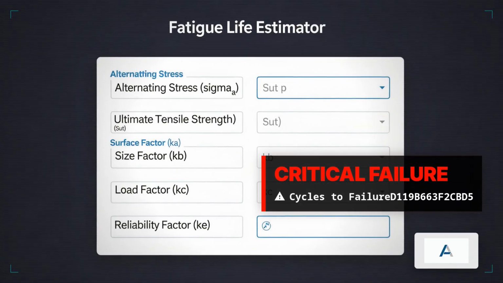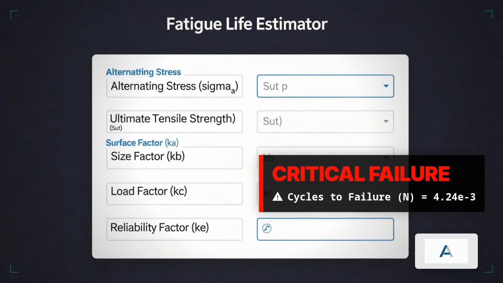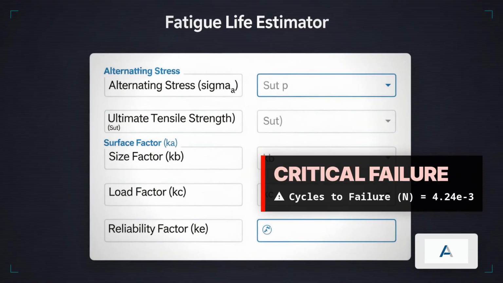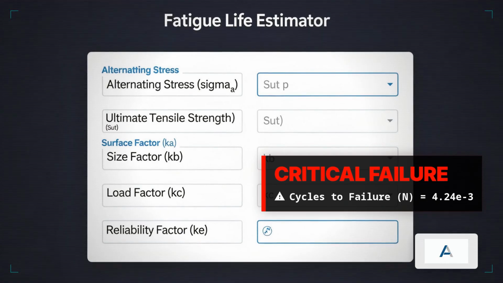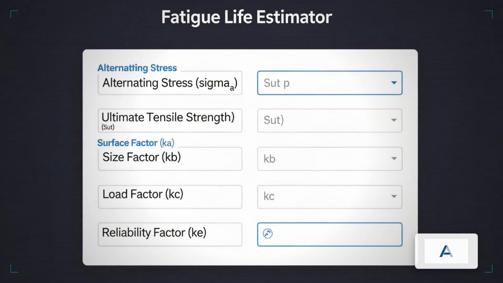The cycles to failure, N, shows 4.24E3, or 0.00424 cycles, indicating extremely low fatigue life due to the high stress ratio. This suggests immediate failure would occur under these conditions. This calculator helps engineers predict component longevity under cyclic loading conditions.